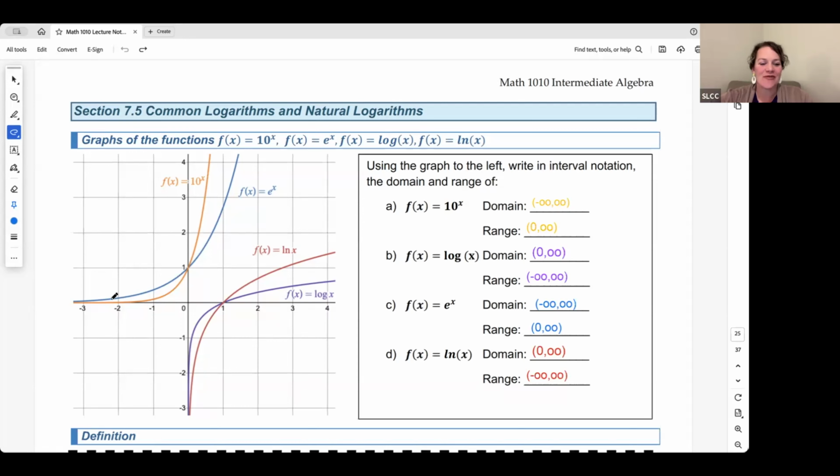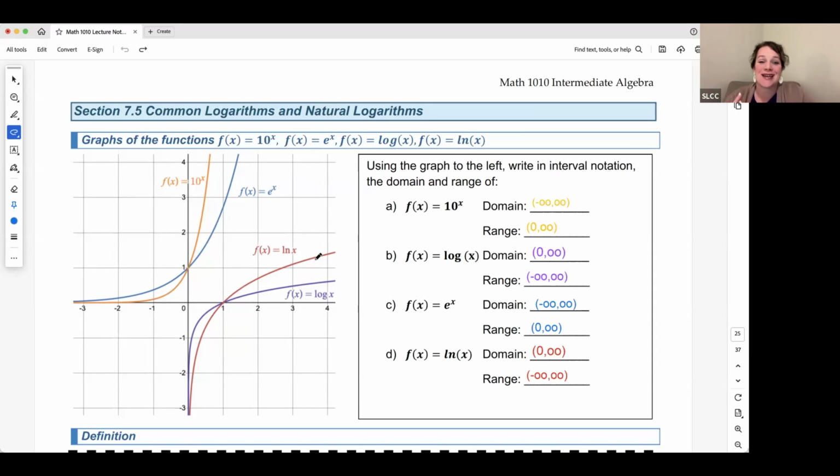Now let's look at the blue graph, e to the x. So here's f of x equals e to the x. And once again, the domain driving your car, negative infinity to infinity. Then the range starts at 0, 0 to infinity. And you look at the red graph of the natural log of x, the domain again, 0 to infinity, and the range, so now taking the elevator, negative infinity to infinity.